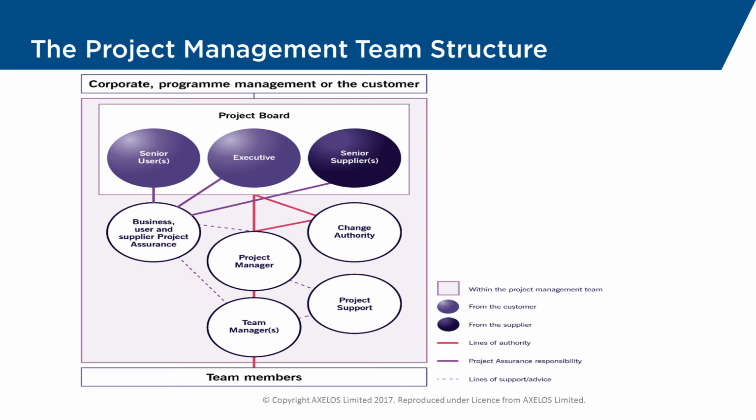Another role which we're going to be using potentially is the change authority. So if a project is very busy and lots of change is expected, then we may put in a filter. So somebody between the project manager and the executive, so that they can deal with some of the smaller changes rather than continuously going to the project board.